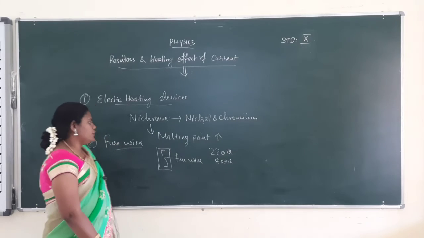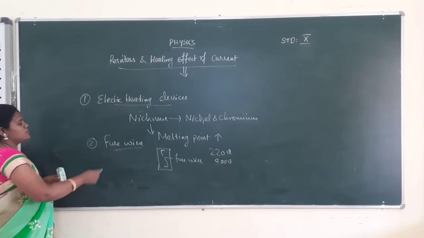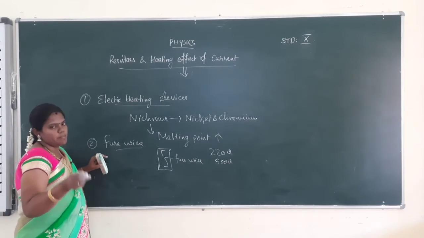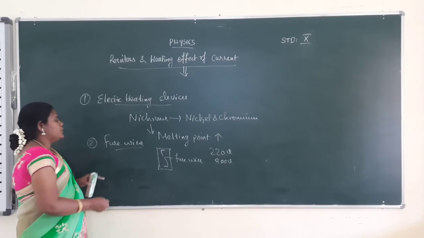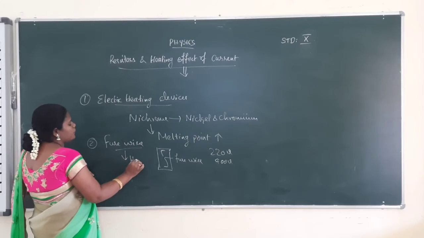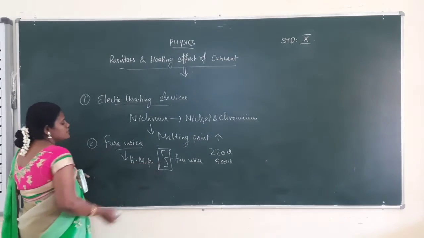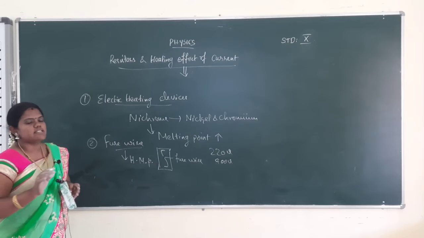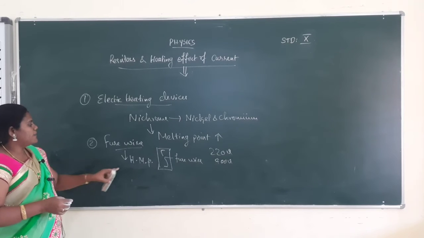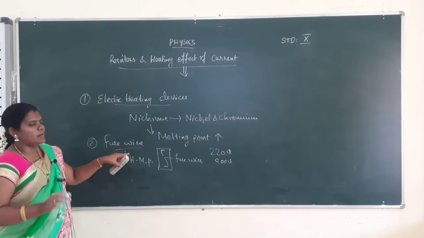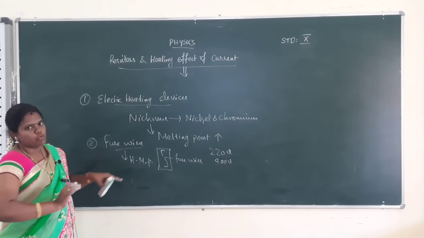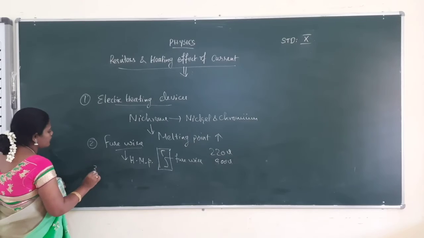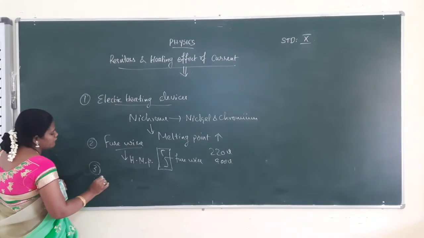Okay, so the fuse wire is used on the basis of the heating effect. When a high amount of current is applied, the fuse wire melts. So fuse wire always has a high melting point, so it does not melt easily. A fuse wire with a high melting point will completely protect our home from the passage of a high amount of electric current. And the third one, heating filament.